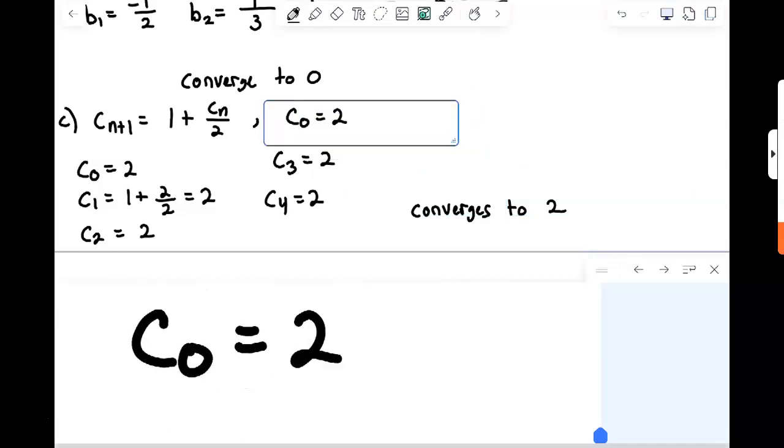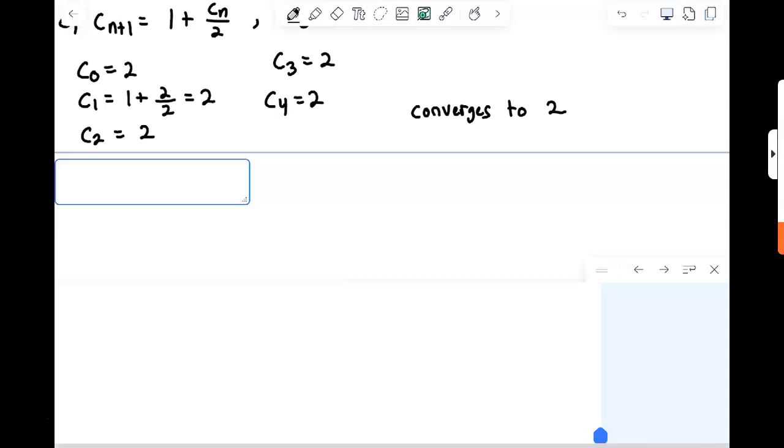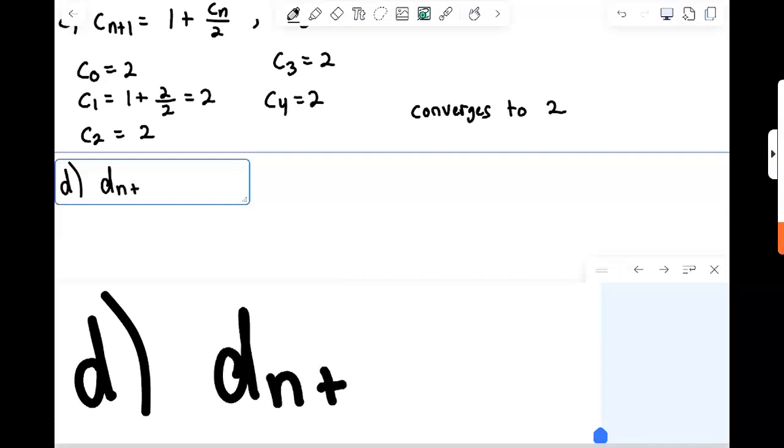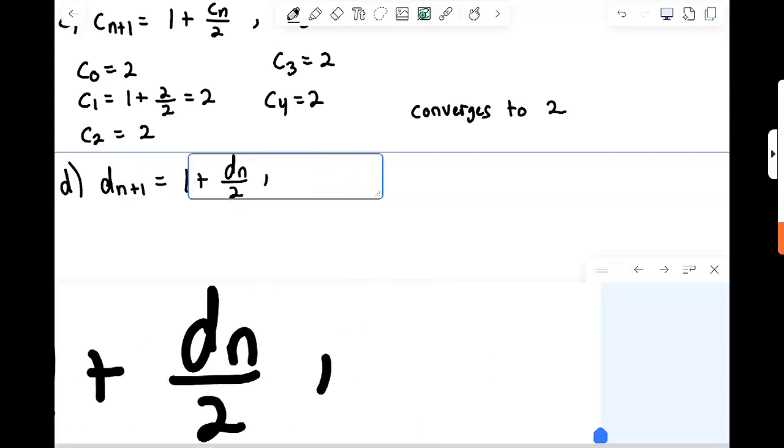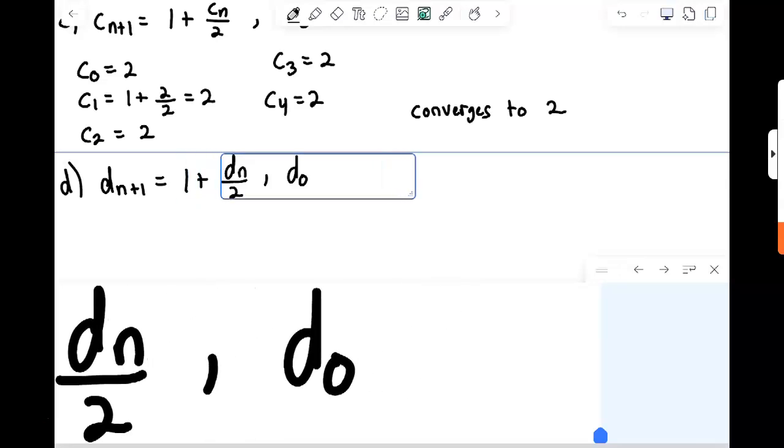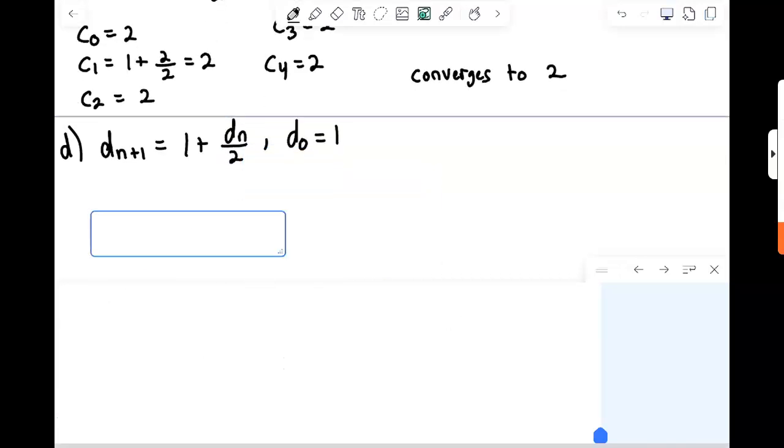Now, if we change that initial value, we can keep the same recurrence relation and yet generate a different sequence. So consider the sequence d(n+1) equals 1 plus dn over 2. And let's say here that d0 is equal to 1. Well, let's look at our first few terms here. And again, take a guess. Does it converge or does it not converge?